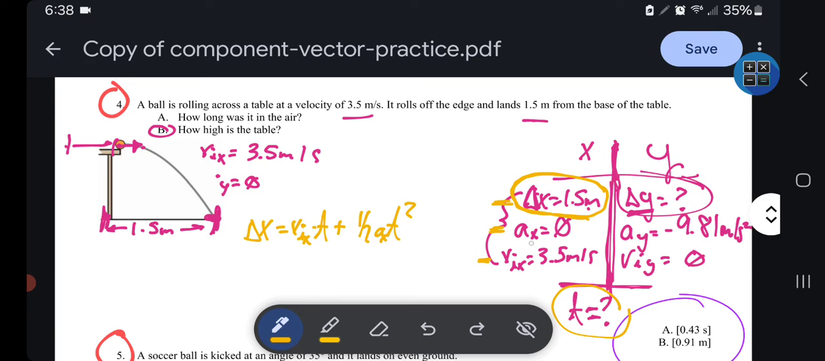But if we plug in what we have, we'll see that acceleration being 0 means this falls off, because if you're adding 0, and anything times 0 gives you 0, we're going to have 1.5 meters for our delta x is equal to our v initial, 3.5 meters per second, times our time, which we can actually solve for. Now we're going to divide both sides by 3.5 meters per second to get time by itself.